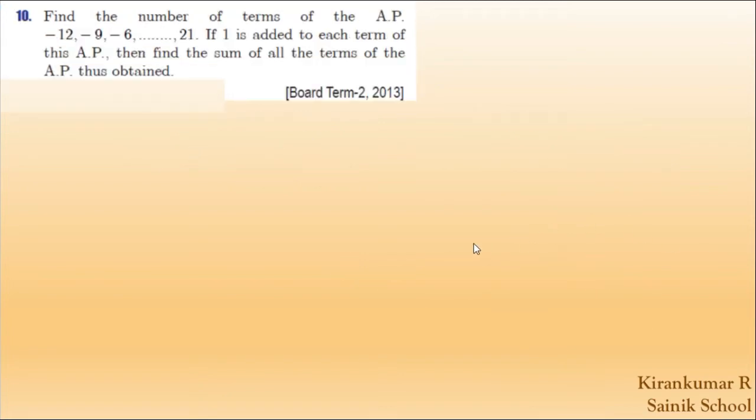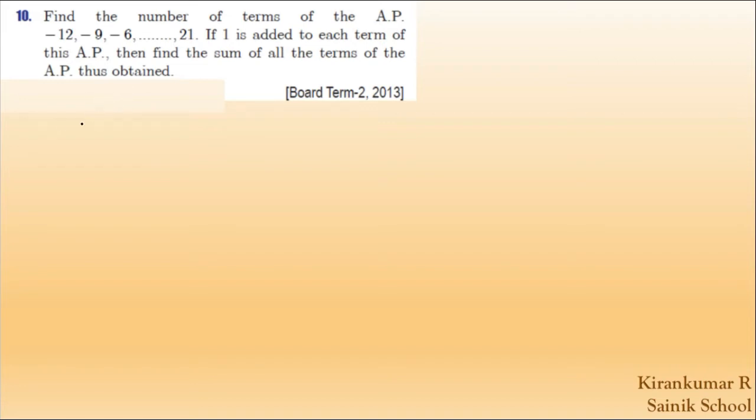And the next question is question number 10. Find the number of terms of the arithmetic progression -12, -9, and so on till +21. If 1 is added to each of the terms of this AP, then find the sum of all the terms of the AP thus formed. Let me do it phase-wise.